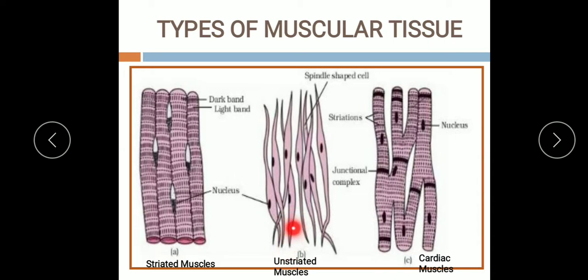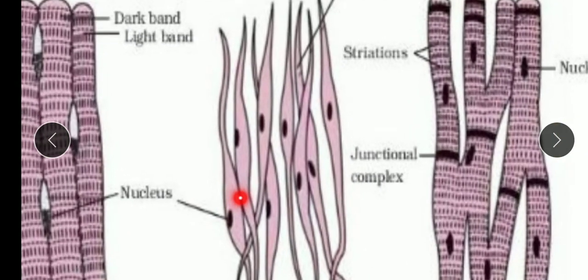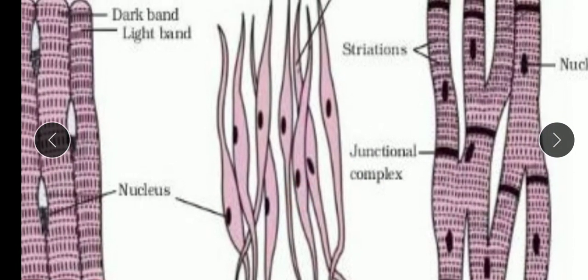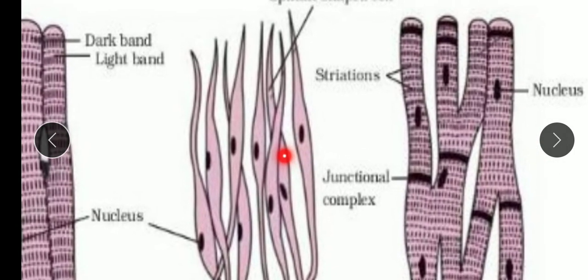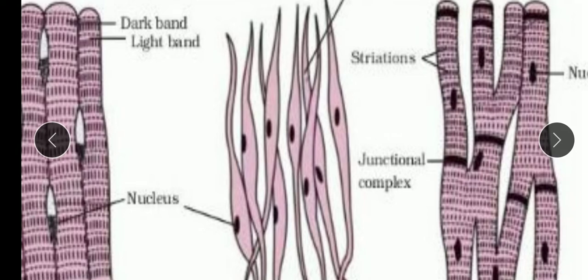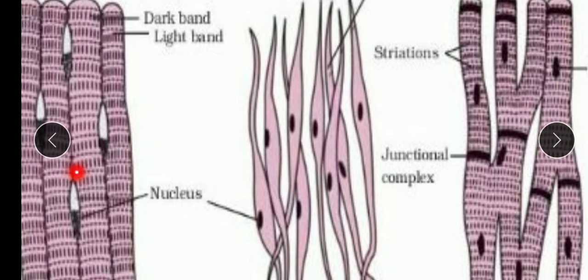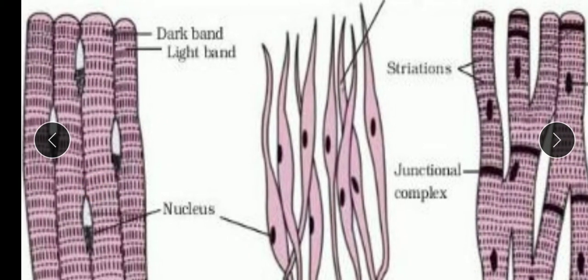That is why they are involuntary muscles. Now we'll come to the cells which are present in the unstriated muscles. The cells present in it are spindle shaped. You can see spindle shaped cells arranged in bundles, and the myofibrils present in them do not show light and dark bands, and each muscle cell has one nucleus. While in the striated muscle we saw many nuclei present in each muscle fiber, here there is only one nucleus in each muscle cell.